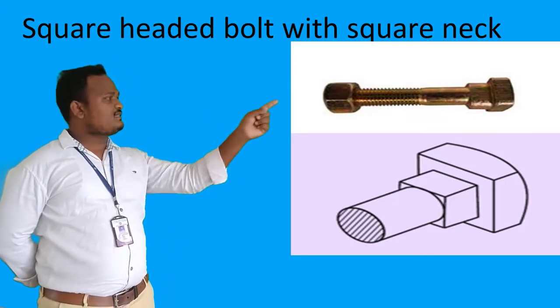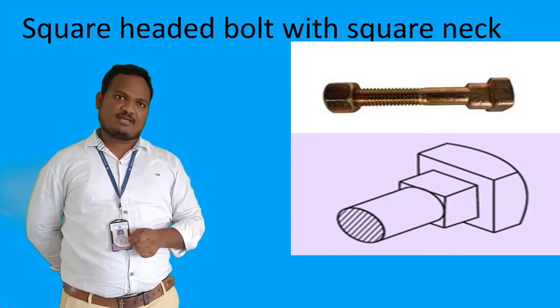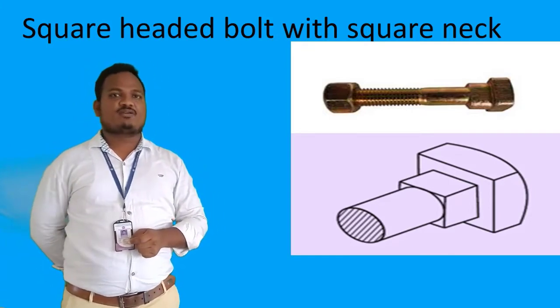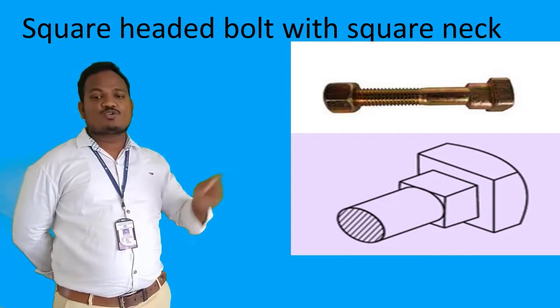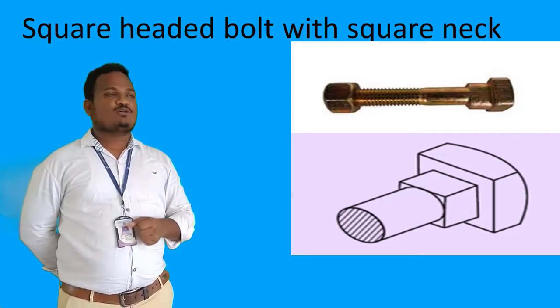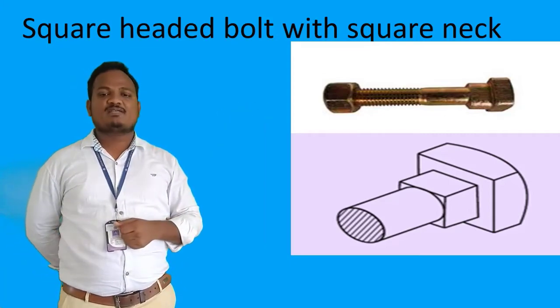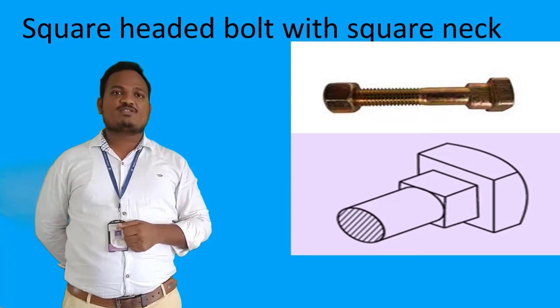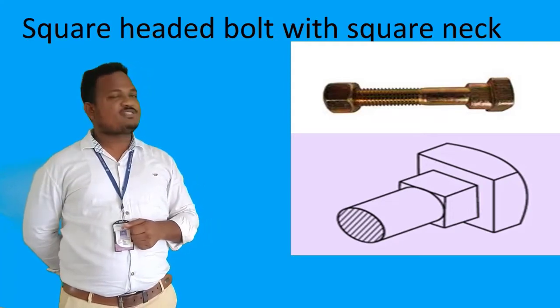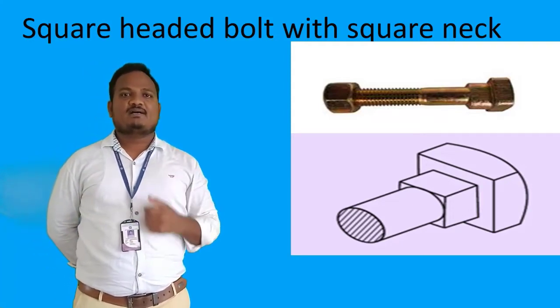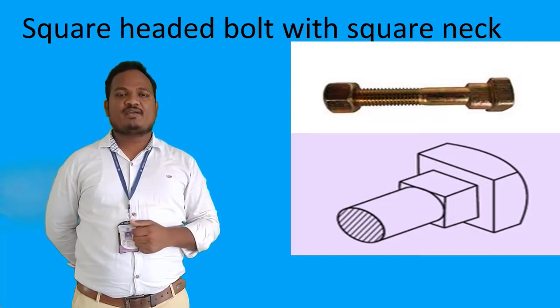In this square-headed bolt with square neck, the radius of the chamfer, that is R, is equal to 2D. These are the standard formulas for the square-headed bolt with square neck. Now we will see the procedure for how to draw the square-headed bolt with square neck diagram.